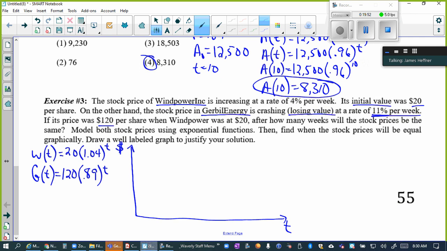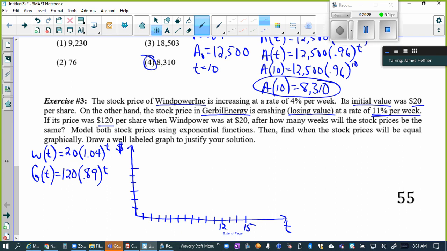Whoopsie daisy. There we go. So let's go out to 15 on the time axis. 1, 2, 3, 4, 5, 6, 7, 8, 9, 10, 11, 12, 13, 14, 15. So that's 15 counting by ones. And I don't know, maybe we'll count by 20s over here. 20, 40, 60, 80, 100, 120. Okay. 14, 13. So 12 looks like we're about where they're going to intersect, right?